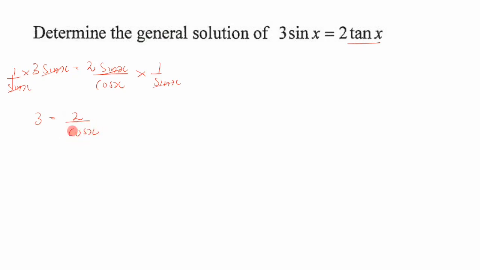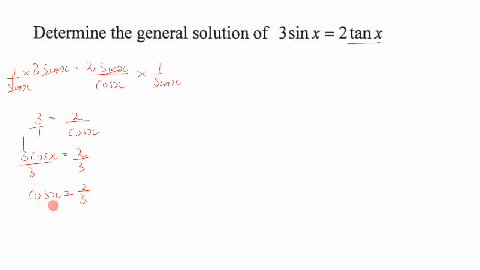Then at this point, to make cos x the subject of the formula, we can just swap this around. So this will become 3 cos x is equal to 2, and then we can divide both sides by 3, and now we have cos x is equal to 2 over 3.